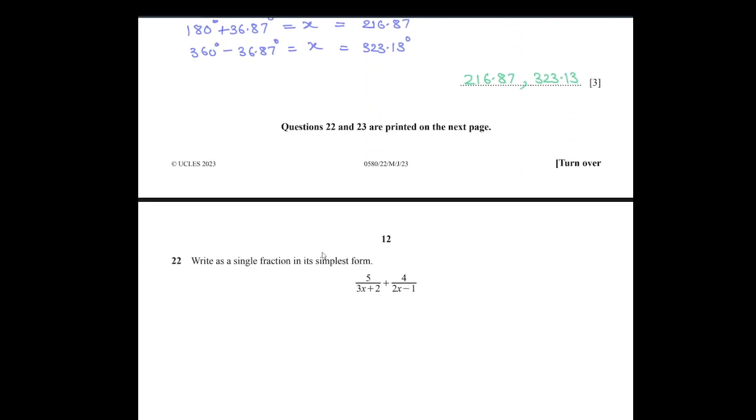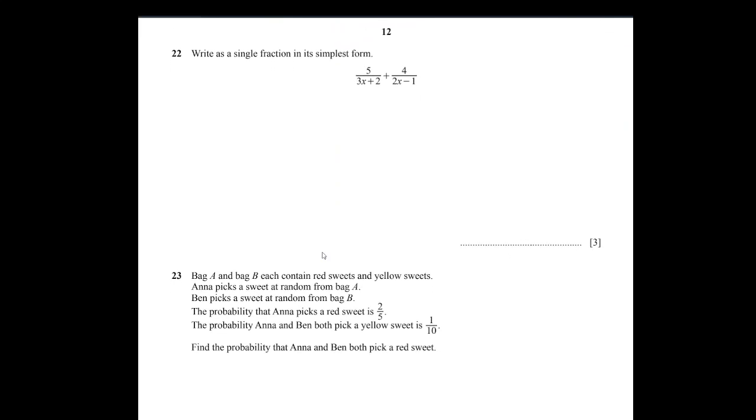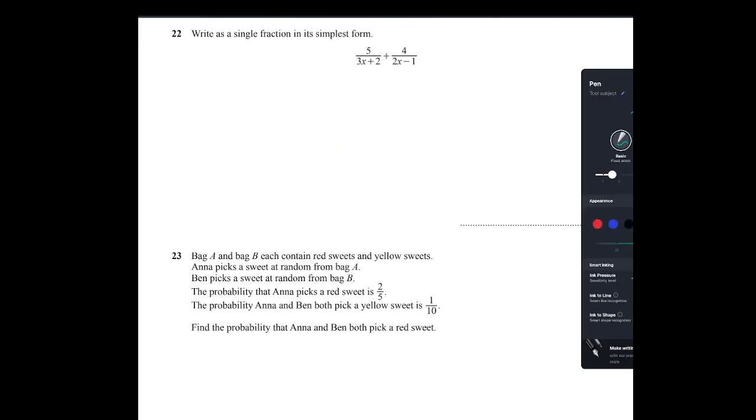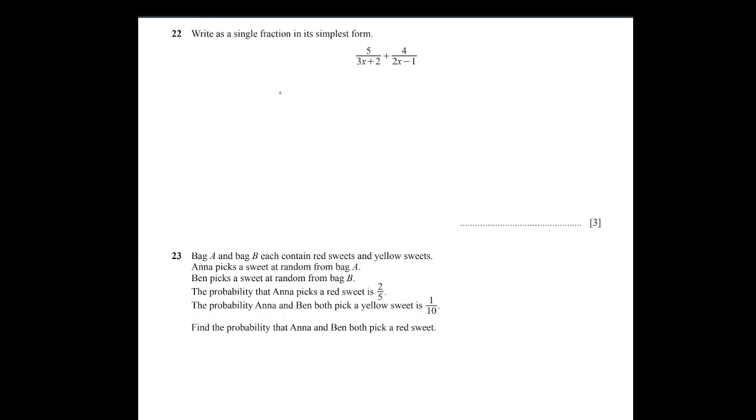Question number 22. Write a single fraction in its simplest form. So two fractions are given with algebraic expressions. We need to make it one fraction. For that we need to find the LCM of the denominators, and when you have algebraic expressions, you have to multiply them to find the LCM. So 3x plus 2 multiplied by 2x minus 1.